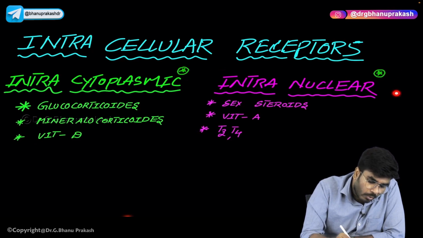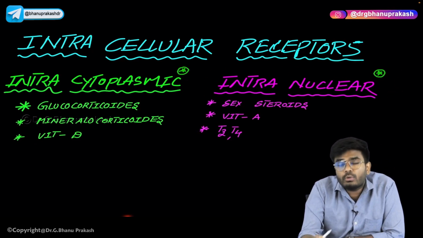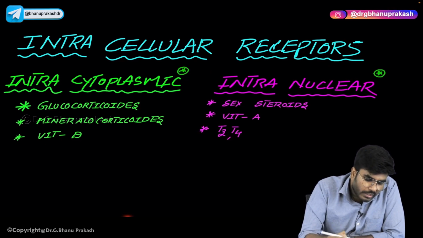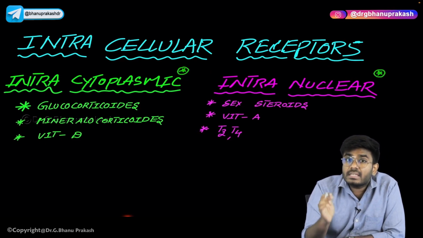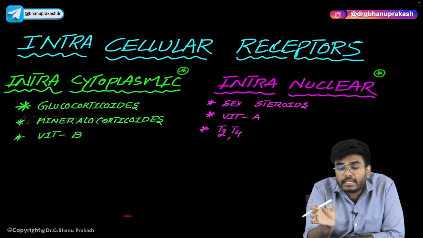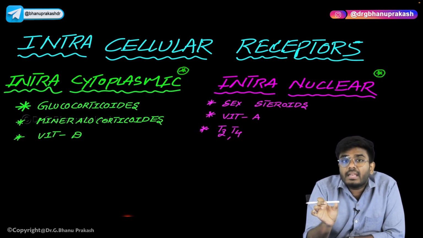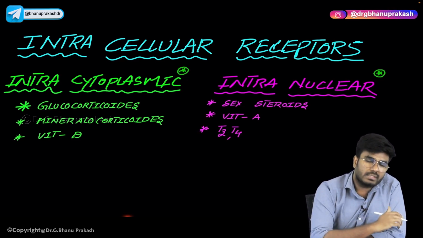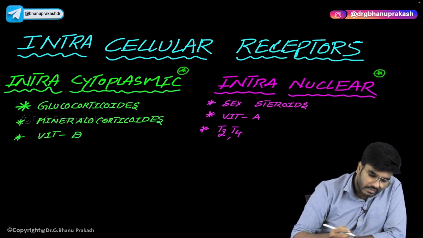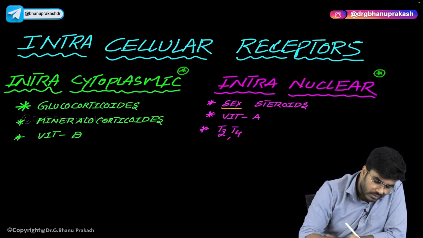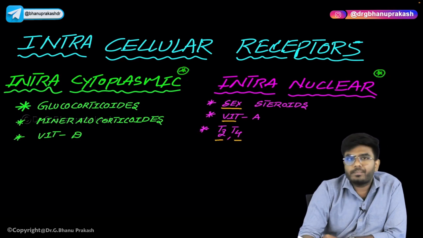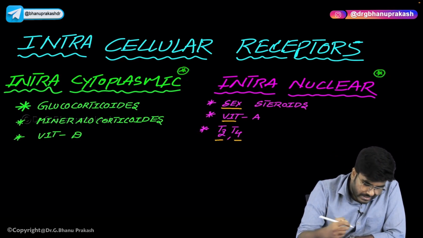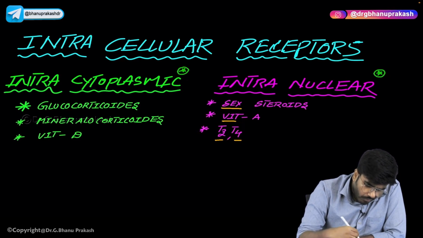Now if you talk to me about the intranuclear receptors, which hormones are using intranuclear receptors? These hormones will enter into the cell, into the cytoplasm, and they can even enter into the nucleus. Their receptor is present inside the nucleus. I used to have a mnemonic for myself, which is "sex with T3, T4". This is just a mnemonic which I made for myself. So what are those hormones?